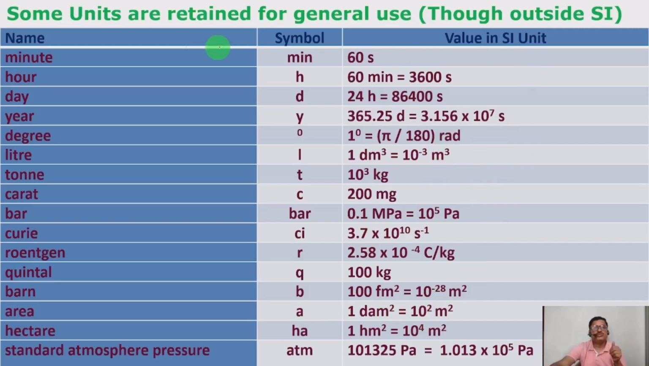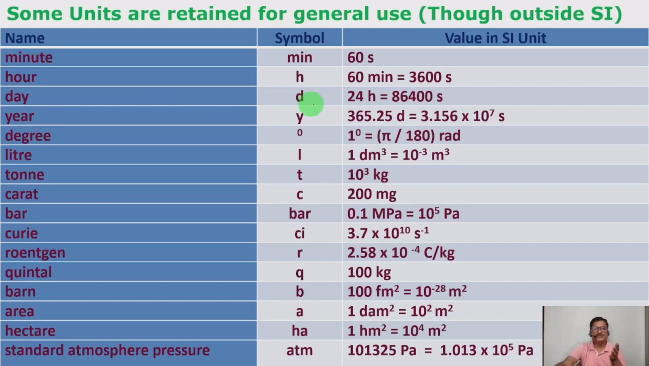And here some units are retained for general use, though outside SI. The 7 fundamental units we have discussed, and the supplementary units, the two we have discussed already. Even though those are the units we are going to use, apart from that, some units are in general use, even though those are outside the SI. Those are minute, MIN, which is 60 seconds, and hour, H, which is 60 minutes, that is 3600 seconds.